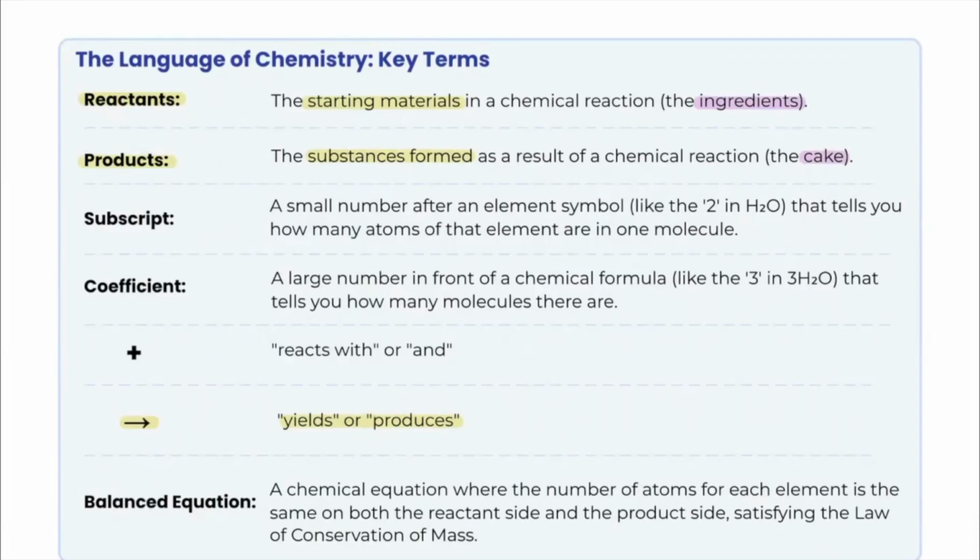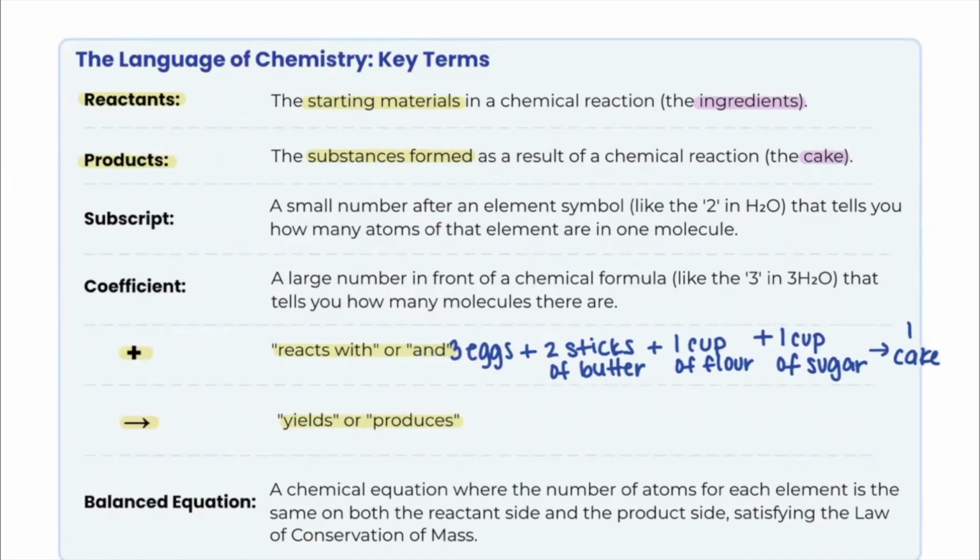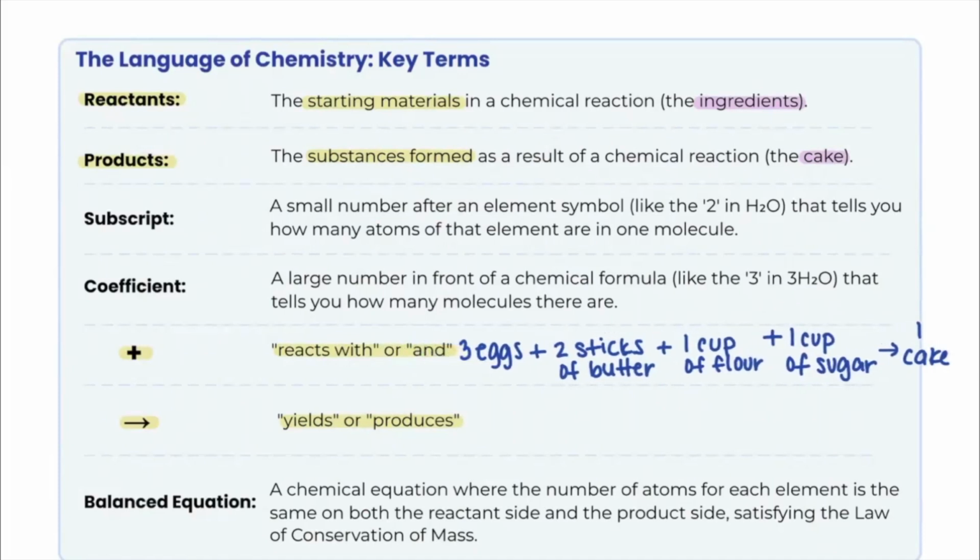The plus sign does not mean adding like in math. Instead, it means reacts with or and. So we would read it as 3 eggs react with 2 sticks of butter, reacts with flour, and reacts with sugar to produce 1 cake.